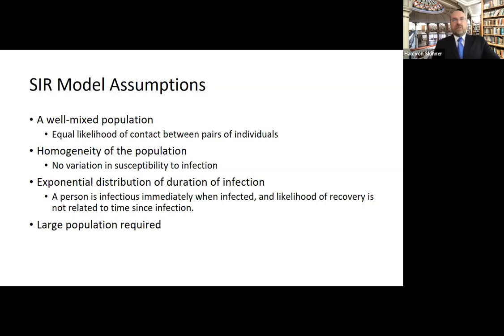Like all models, the SIR model includes a number of assumptions that are usually not exactly met or well met in reality, but they're important to understand in terms of interpreting the output of the SIR model. The first assumption is that there's a well-mixed population, that any given pair of individuals are equally likely to meet, that the population is homogeneous, that is, everybody in the population is equally likely to be infected, and that the distribution of the duration of infection is exponential. That is, as soon as they're infected, they can infect someone else, and the likelihood of recovery is not related to how long they've been infected. And finally, common to a lot of statistical models, like the SIR model, a large population is required. And ideally, this population is infinite, but obviously that's not true in reality. Next slide, please.